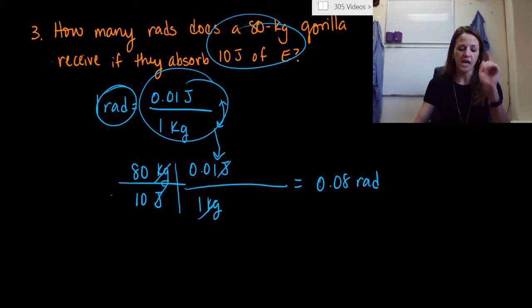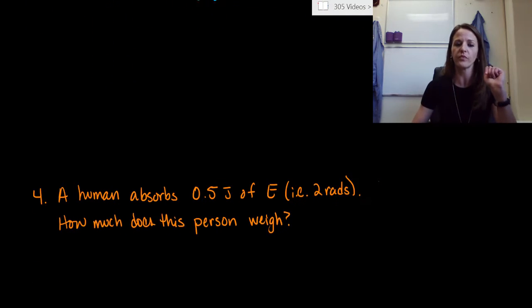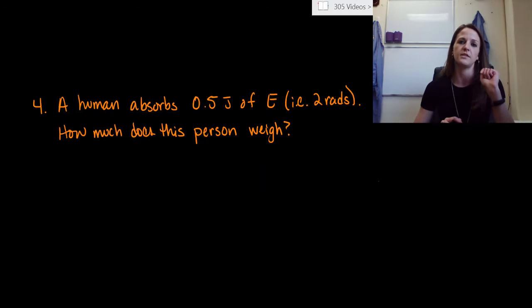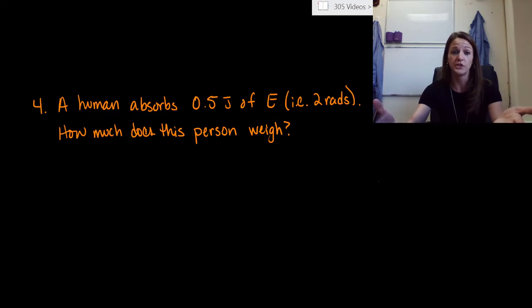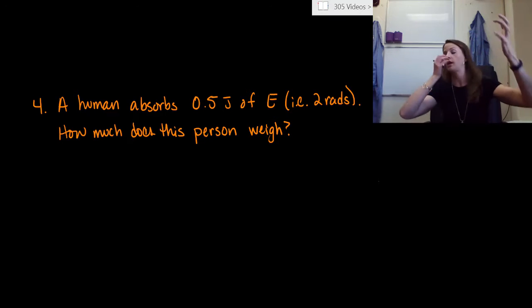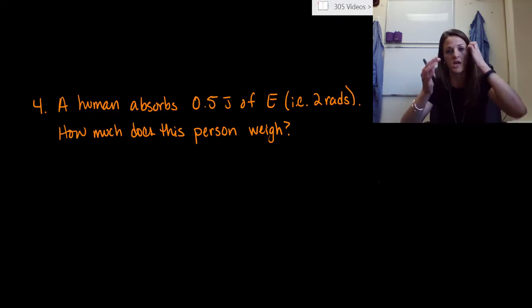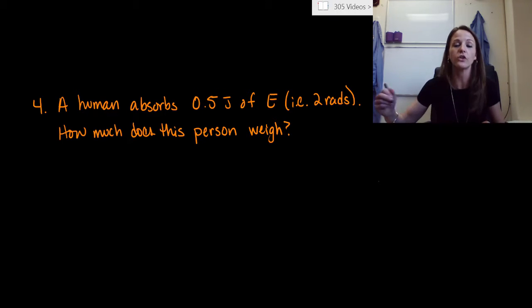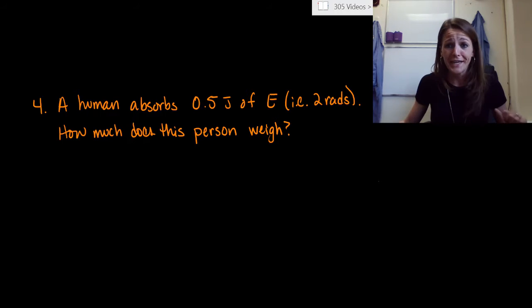Easy peasy, right? Now let me do a hard question for you. If a human absorbs 0.5 joules of energy, which is 2 rads, okay, I'm giving you that information, how much does this person weigh? Take your time with this problem. For some reason, this problem right here puts people in a weird head spin and they can't understand it. So just take your time, write out your units, and slowly and methodically work through this problem. Go.